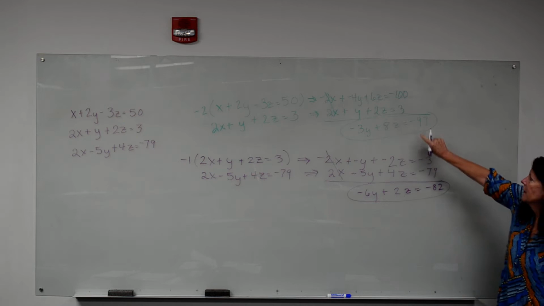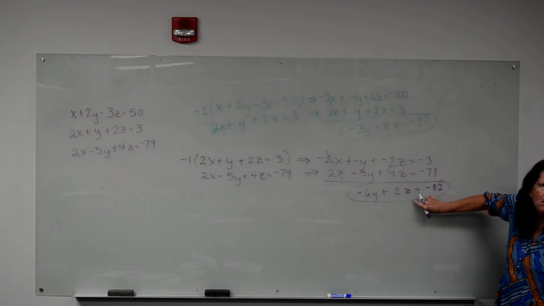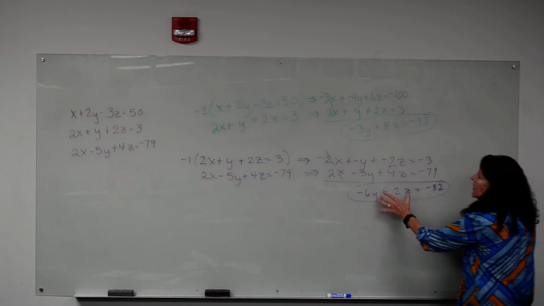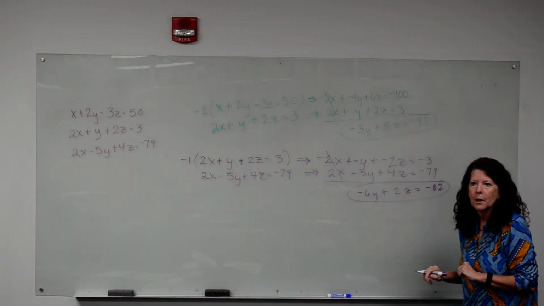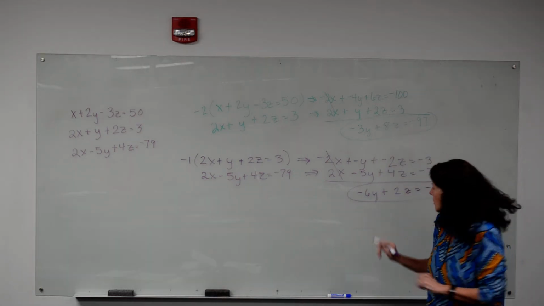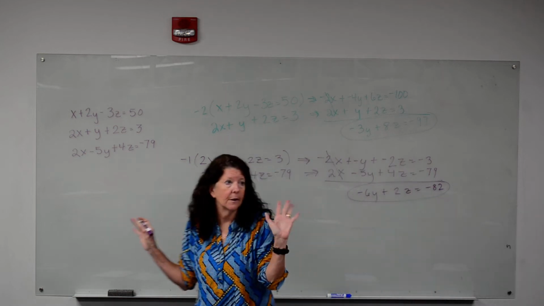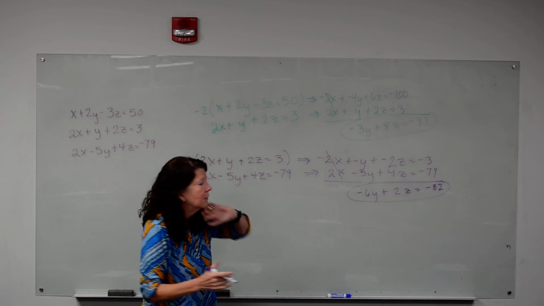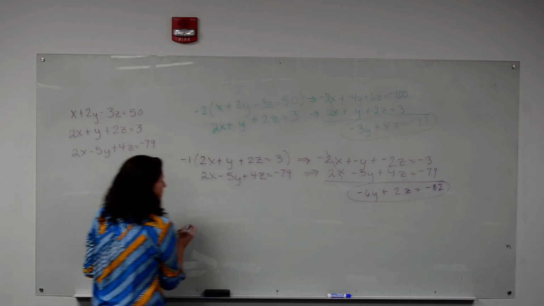Now I'm going to put these 2 together. These 2 that I just got, because now these only have 2 variables in them, okay? And this cannot be done on the calculator. You're going to have to do it by hand. Now you can do the normal math on the calculator. So I'm putting those 2 equations together.